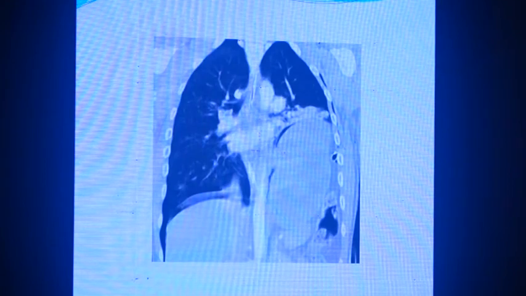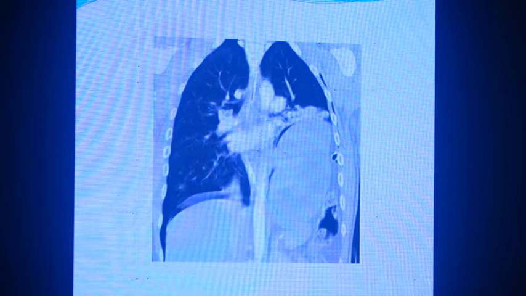What is this? This is a coronal view of a blunt chest trauma patient. Identify the two abnormalities in this coronal view.